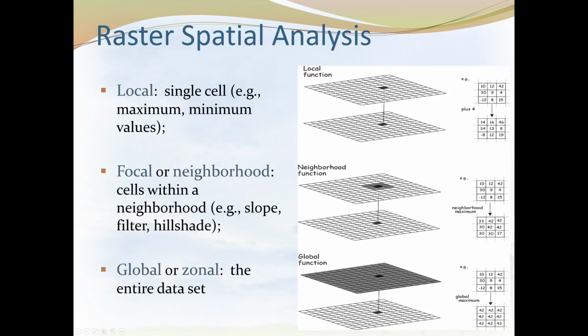So the local single cell, we have a single cell, just local here, or in a neighborhood, or you could say focal. For the focal, we use slope, filter, and hillshade that we can play around with. And the global is the entire data set. For example, we will use the maximum value to apply to everything here. And for neighborhoods, we will combine their maximum.